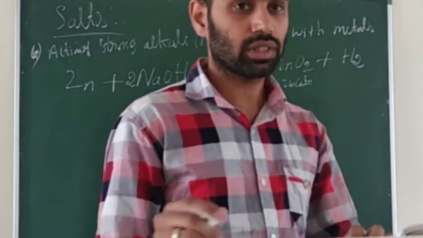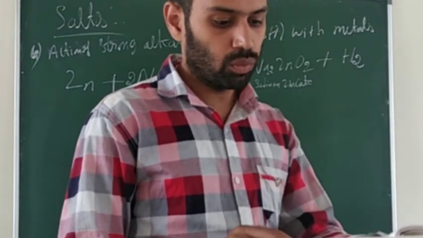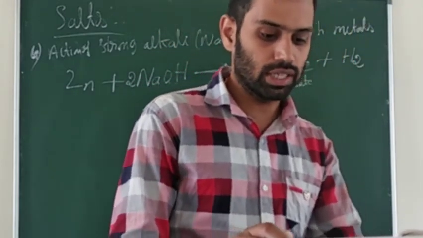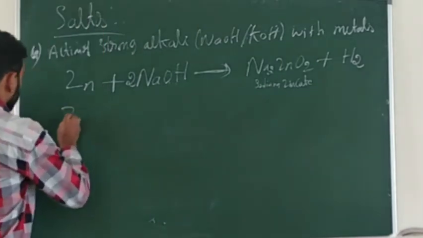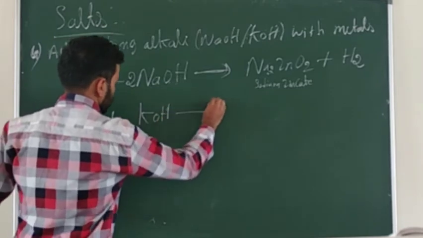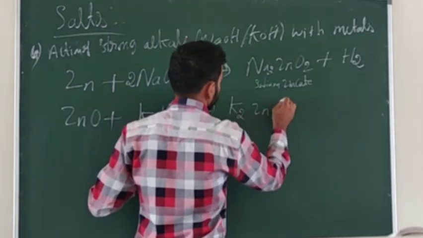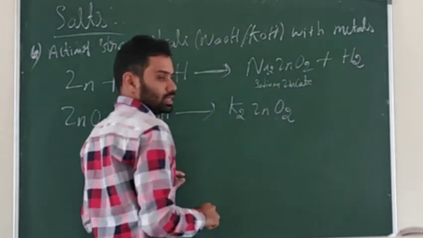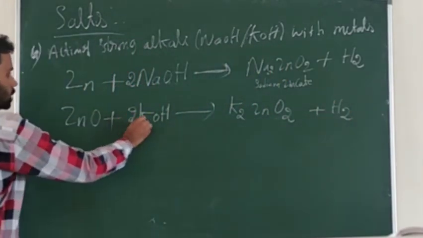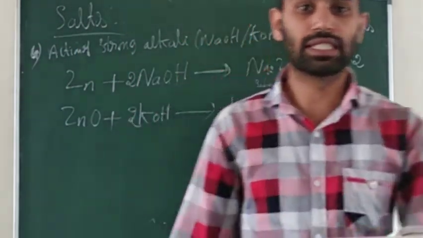Na2ZnO2, that is the sodium zincate. Okay, so one more. When zinc oxide reacts with potassium hydroxide, which is a strong alkali, it will form potassium zincate, K2ZnO2, plus it will liberate hydrogen. So these are the two methods for the preparation of the salts.